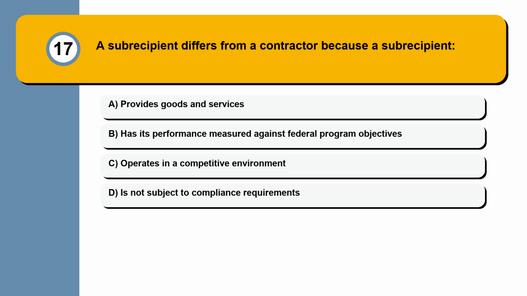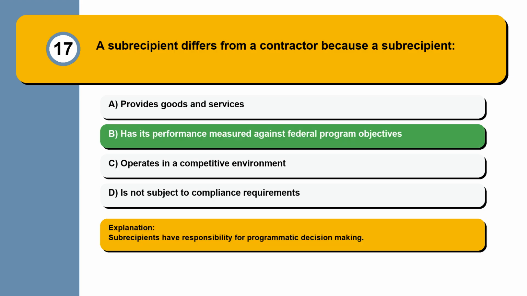Question 17. A subrecipient differs from a contractor because a subrecipient provides goods and services, has its performance measured against federal program objectives, operates in a competitive environment, is not subject to compliance requirements. Subrecipients have responsibility for programmatic decision-making.